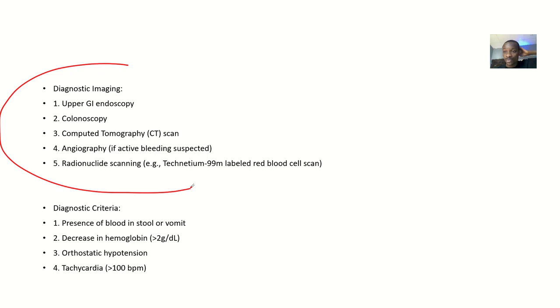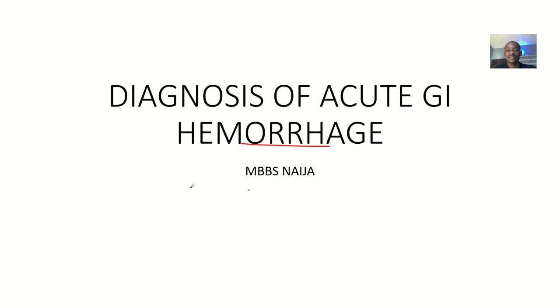Upper GI endoscopy. You could do colonoscopy. All right, you could take images with what? CT scan, that's computed tomography. You could use an angiography technique, all right? Then radionuclide scanning could also help you, all right? So these are various ways to diagnose acute gastrointestinal tract bleeding.